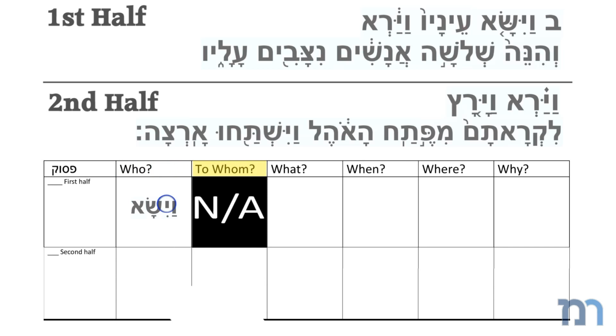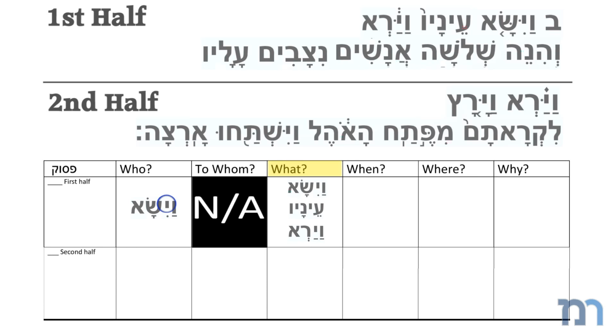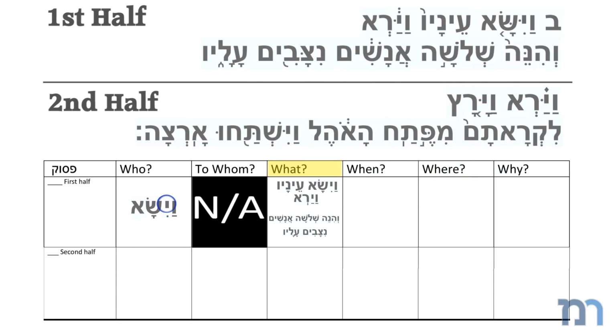To whom? There's no issue here of to whom. We're not giving, we're not talking. And what is the what? Vayisa Einav Vayar is all part of what? What did he do? He saw, he lifted his eyes and he saw. And even more, what did he see? Now, a person could argue that this whole thing is what he did, and this is what he saw. But other people could argue he saw 3 people, and where did he see them? Nitzavim alav, standing over him.